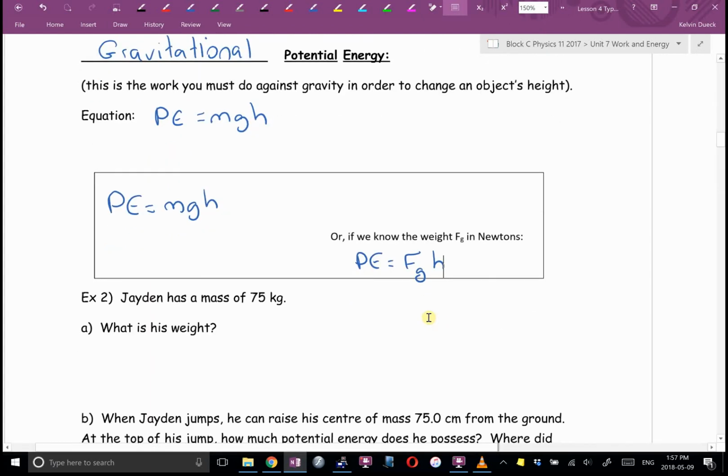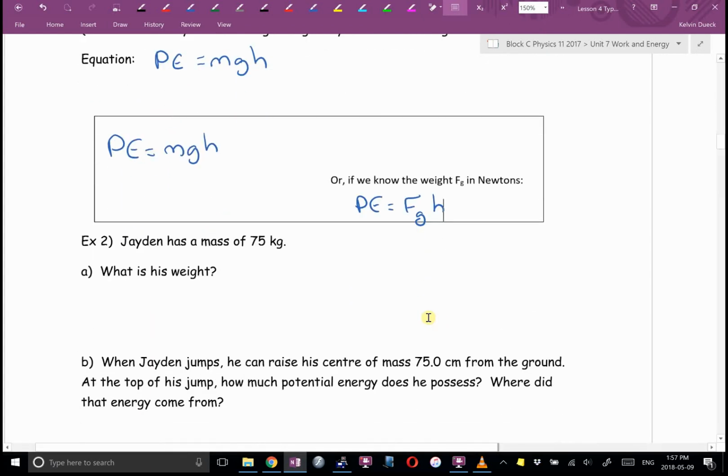Jaden has a mass of 75 kilograms. First of all, review. 12 classes left. That's it. I counted. 12. We're almost to single digits, so I'm trying to work in as much review as I can.